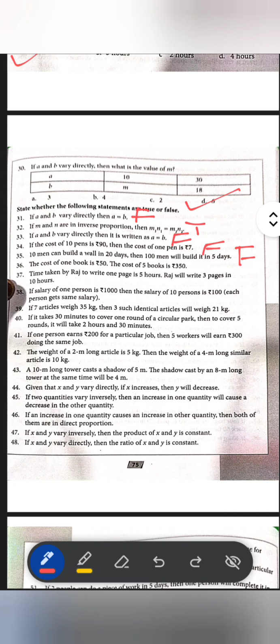The cost of one book is 50 rupees. The cost of 5 books is, this is the unitary method. Through that also you can find out 5 fives are 250. So this one is wrong. That is the false statement.